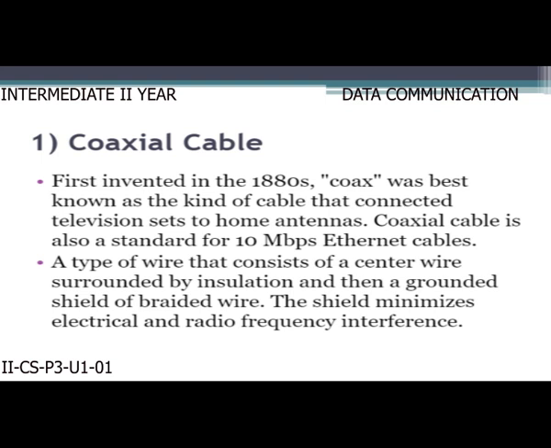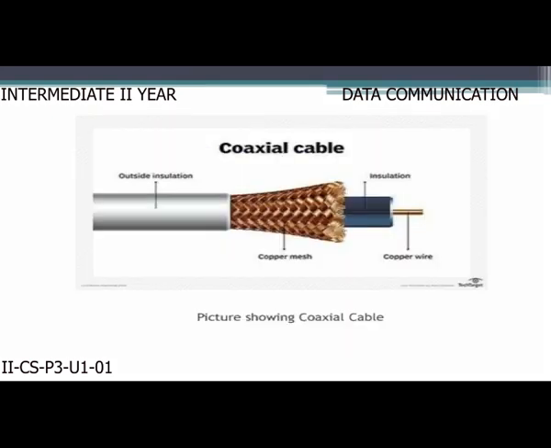First, coaxial cable. First invented in the 1880s, coax was best known as the kind of cable that connected television sets to home antennas. Coaxial cable is also a standard for 10 Mbps Ethernet cables. It is a type of wire that consists of a center wire surrounded by insulation and then a grounded shield of braided wire. The shield minimizes electrical and radio frequency interference.